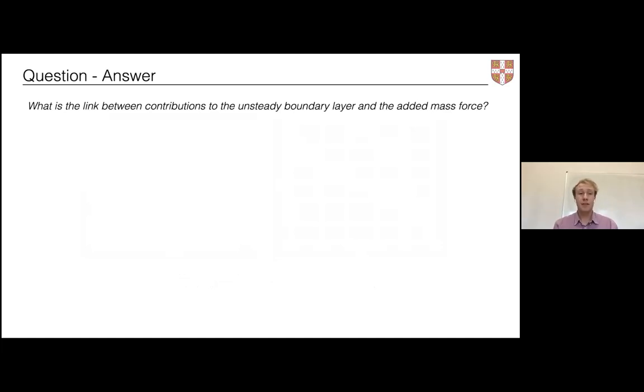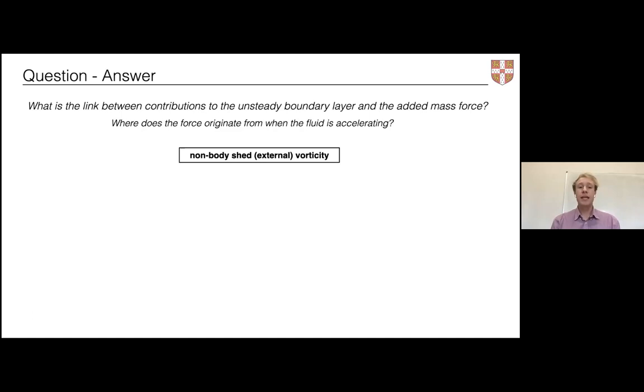So to answer our first question, what is the link between the unsteady contributions to the boundary layer and the added mass force? And maybe more in particular, where does the force originate when it is the fluid accelerating rather than the body? That really comes from non-body shed or external vorticity. So in our case, the vorticity created by the scoop.